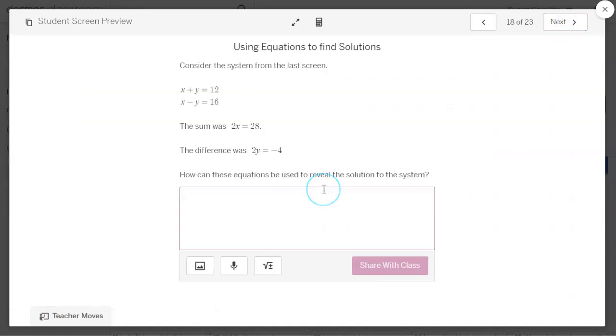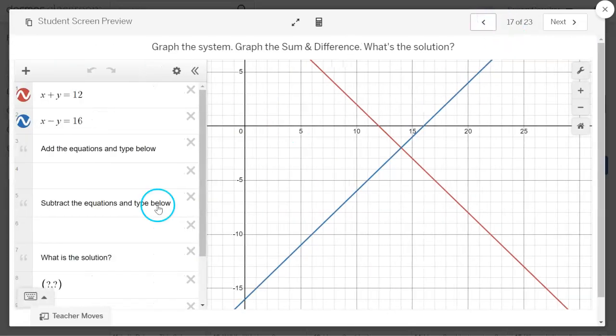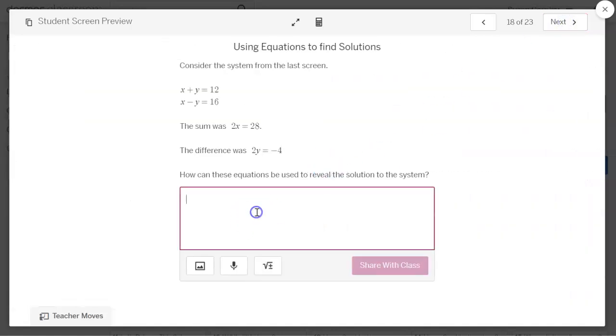And for 18, we've got a system. Here's the sum, here's the difference. Now you definitely want to paste them on this screen so that they're not going to slide 18 while they're doing it. And then they're going to talk about how you could use these two equations to actually get the solution. So what would you do to these? So I have that discussion here.